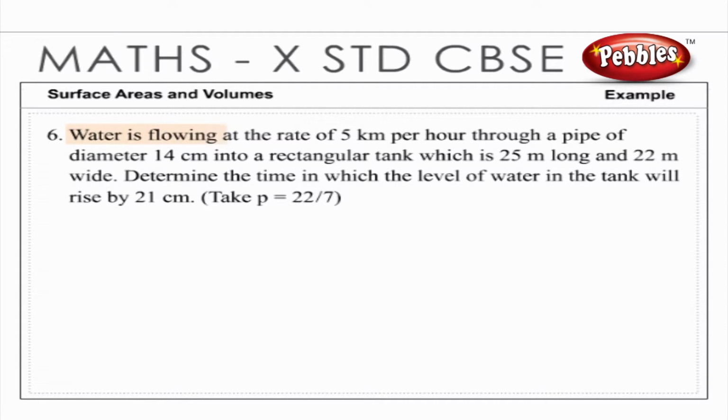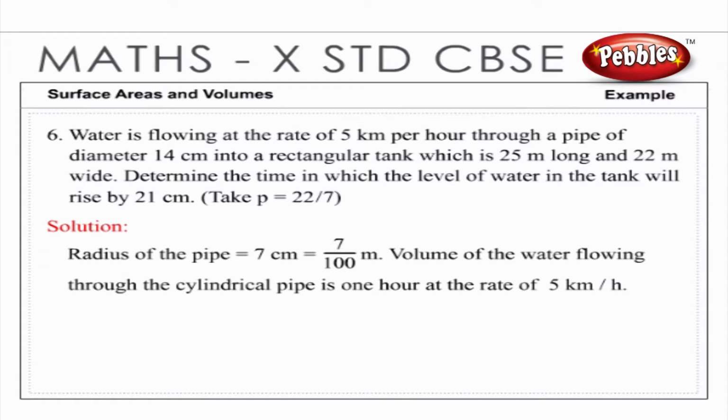Water is flowing at the rate of 5 km per hour through a pipe of diameter 14 centimeter into a rectangular tank which is 25 meter long and 22 meter wide. Determine the time in which the level of water in the tank will rise by 21 centimeter.